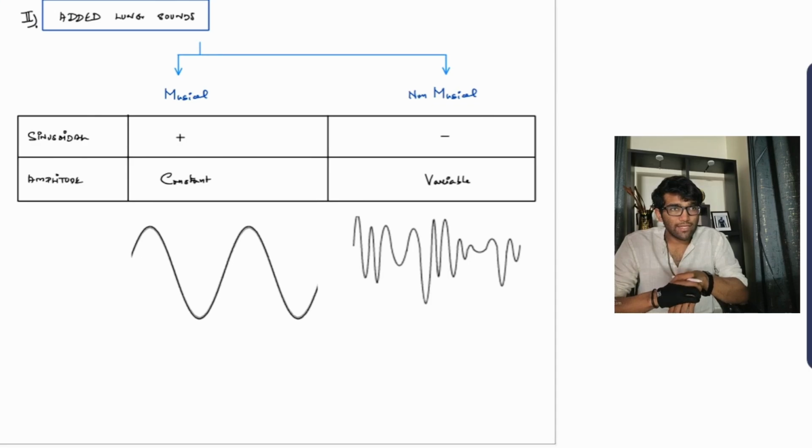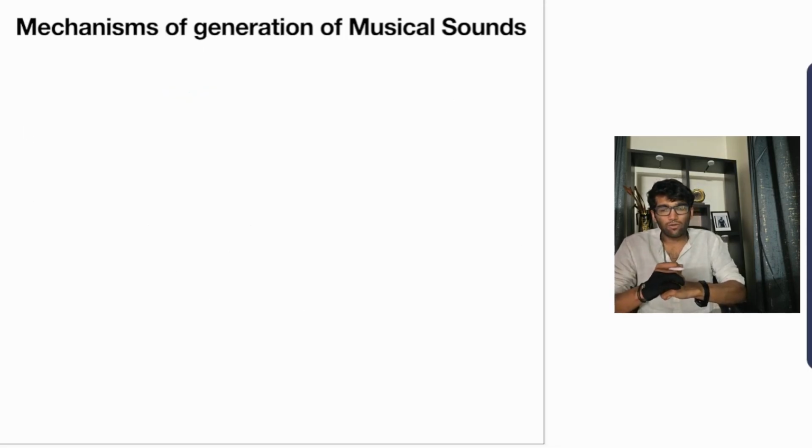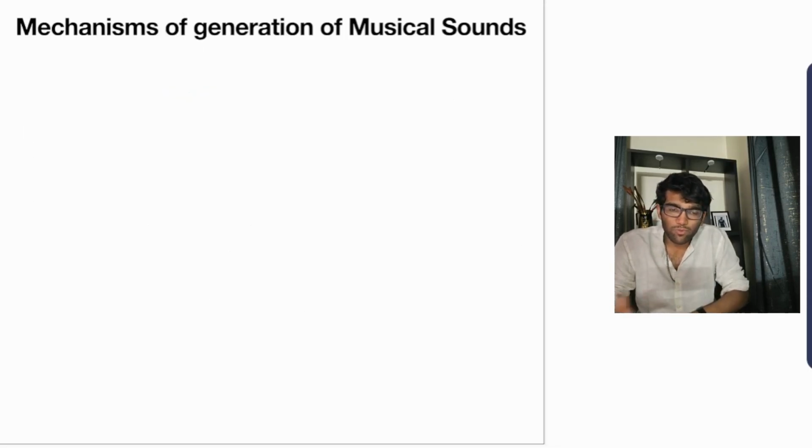Again, just to reiterate, sounds can be of two types: musical sounds and non-musical sounds. And we've discussed abrupt changes in frequency and amplitude of sound are what make it non-musical, or make it difficult to listen to, basically. Okay, and we've discussed that musical sounds are typically produced by a single source vibrating at a relatively constant frequency and amplitude. Now let's see how musical sounds would then therefore be produced.